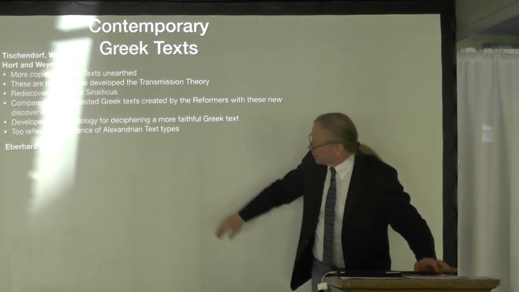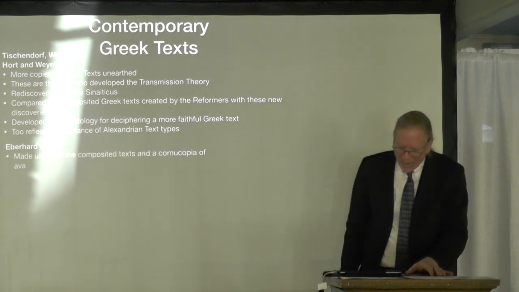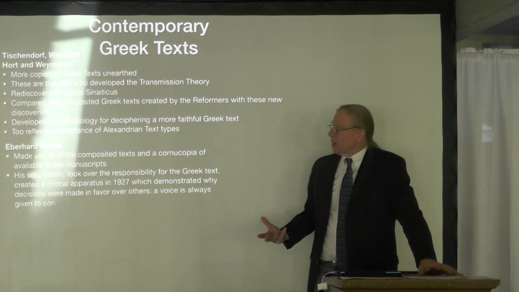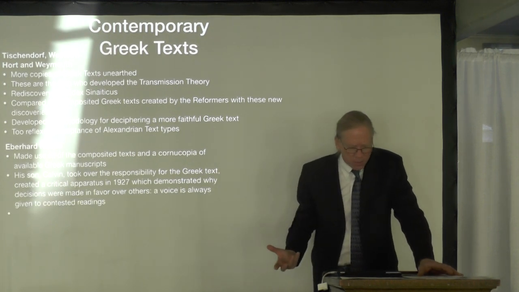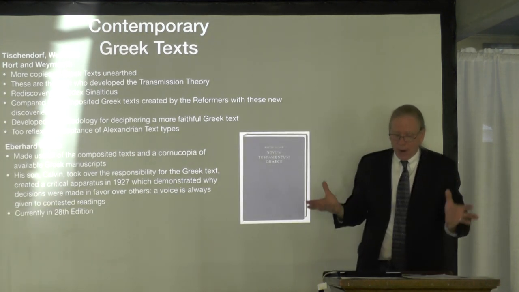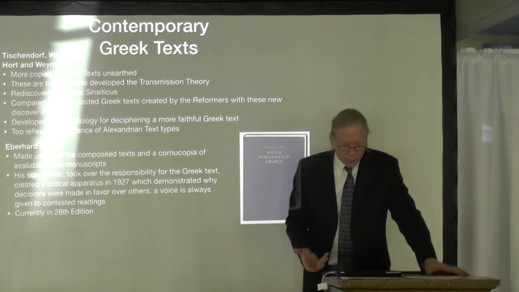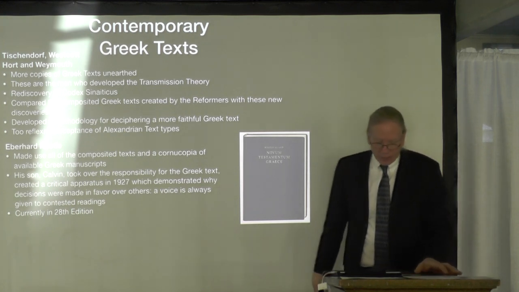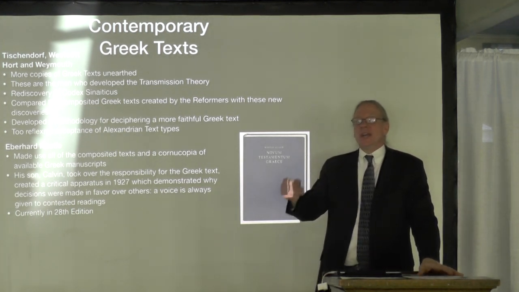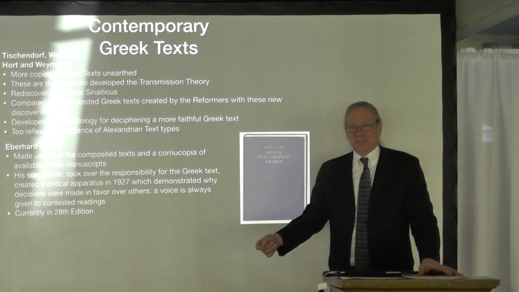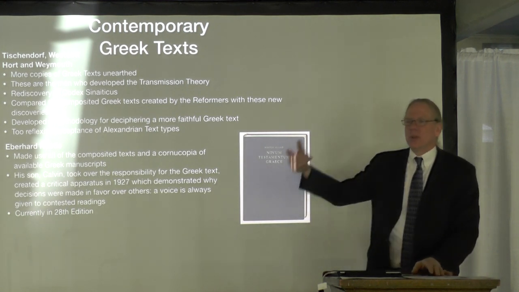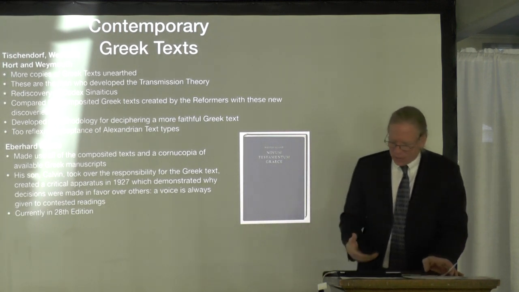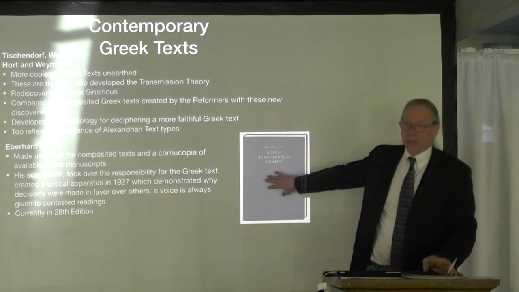At this time, there's another guy named Eberhard Nestle who made use of those composite texts that were done before him in the cornucopia of Greek manuscripts, and he started compiling his own. His son Erwin took it over, and they created what's called the Novum Testamentum Graece. This is now in its 28th edition. They continue to add to it as we learn more and more about Greek, as we gain more understanding of these texts. And this is honestly the one I use.